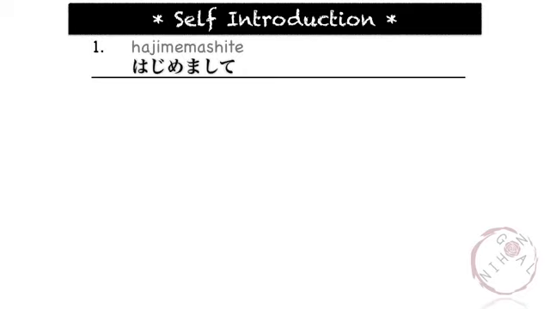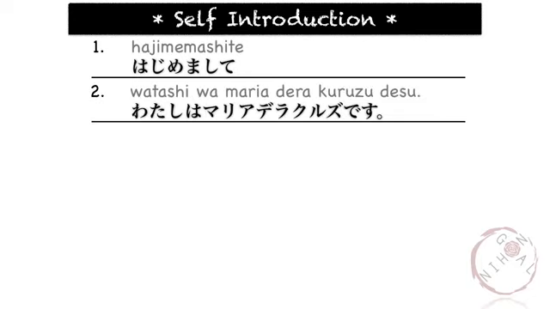So, how do you do this? The first word you will say is hajimemashite. So this means how do you do? But literally it's like for the first time. Hajimemashite. Usually you say this and then bow, or you can say this while bowing. So hajimemashite, and then tell them your name. Watashi wa, for example, Maria de la Cruz desu. Watashi wa Maria de la Cruz desu. I am Maria de la Cruz.